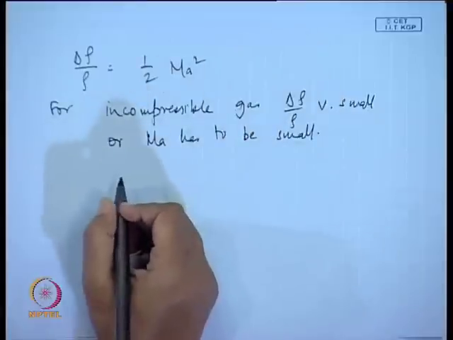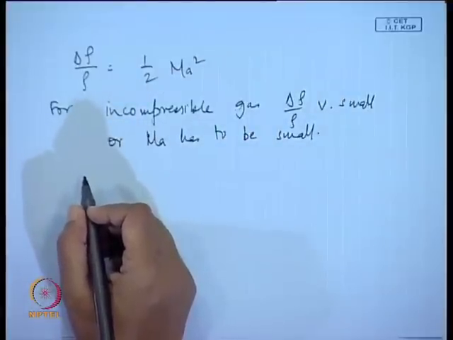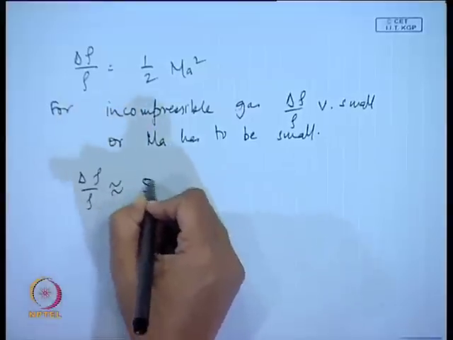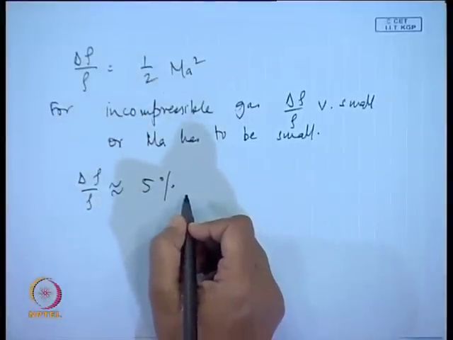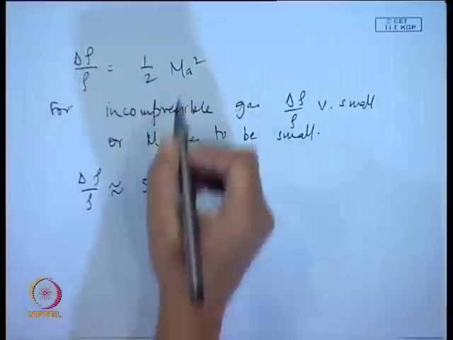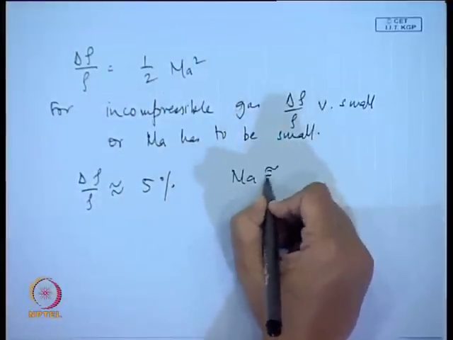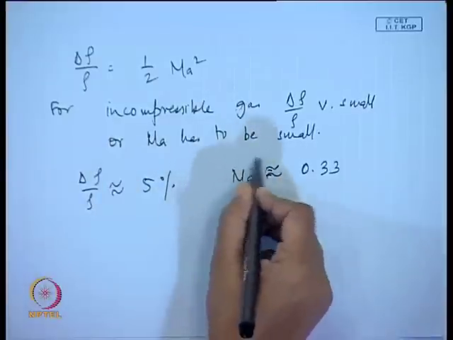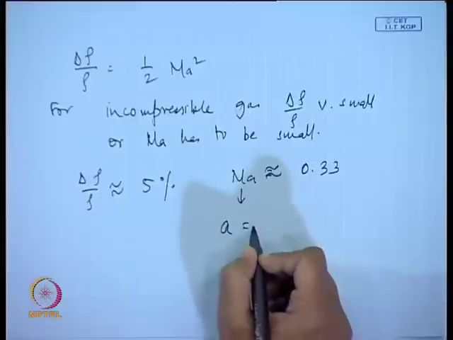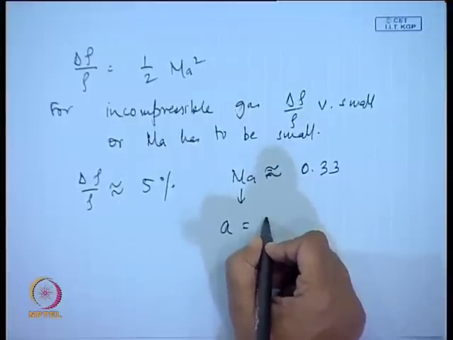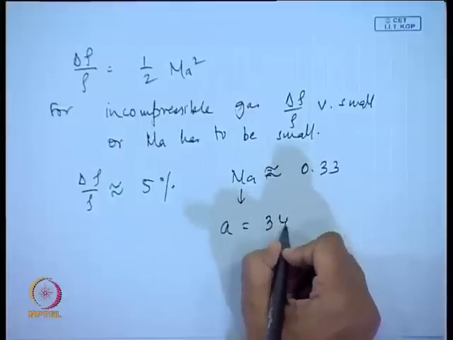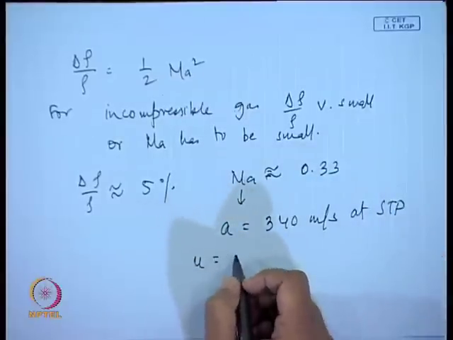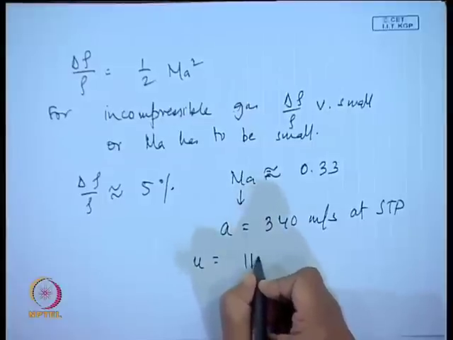Now, we know one thing, that if we allow a 5% change of delta rho by rho, and if you substitute it here, then your Ma is almost equal to 0.33, agreed? And for this particular Ma, the velocity of sound A we know is 340 meters per second at STP. So, therefore, this gives u as more or less about 110, 112 meters per second.